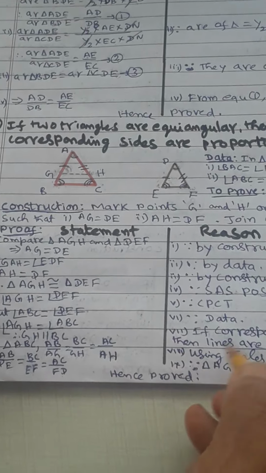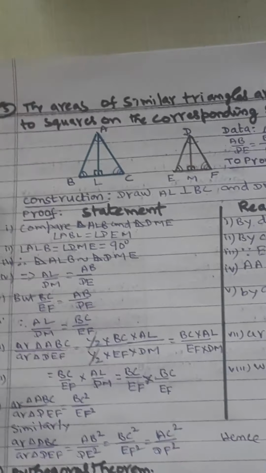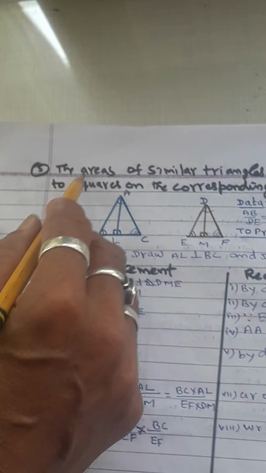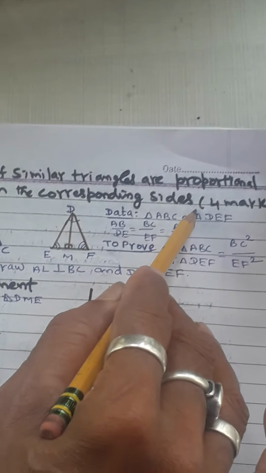So hence that is also proved. Now next let us see the fifth theorem. This will also come for 4 marks, so learn properly. The theorem statement is saying that the areas of similar triangles are proportional to the squares of the corresponding sides.